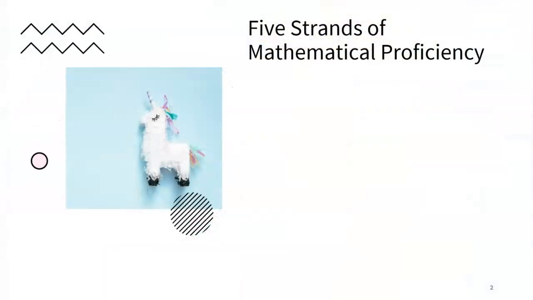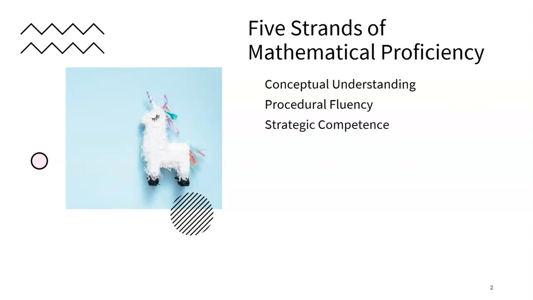And there are 5 strands of mathematical proficiency. The first is conceptual understanding, then procedural fluency, strategic competence, adaptive reasoning, and productive disposition. And these all affect student learning and mathematical modeling.